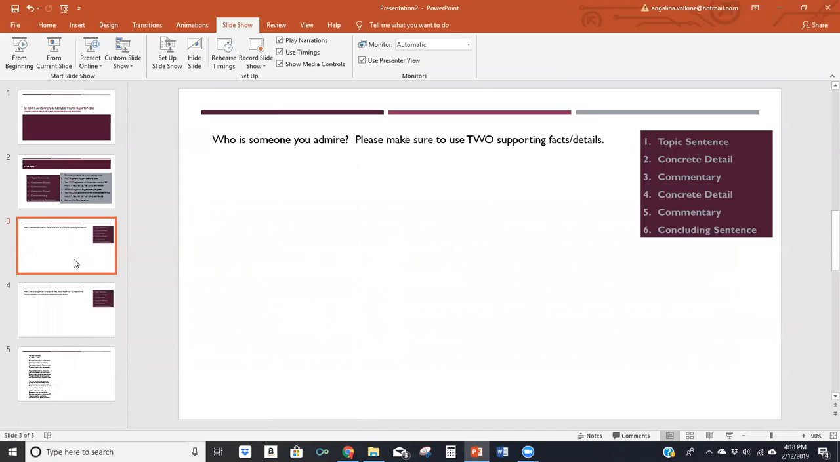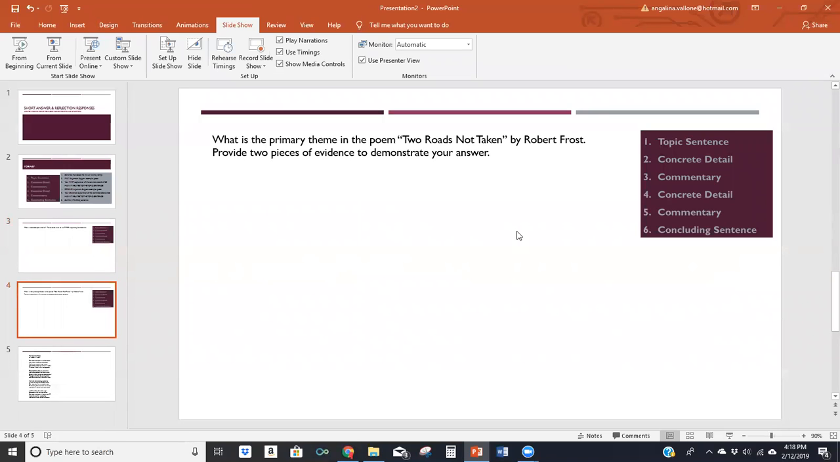So here's an example. Who is someone you admire? And please make sure to use 2 supporting facts/details. Okay? So that's the kind of reflective responses that you might be asked to do. Another kind is one that I think a lot of students don't necessarily love.